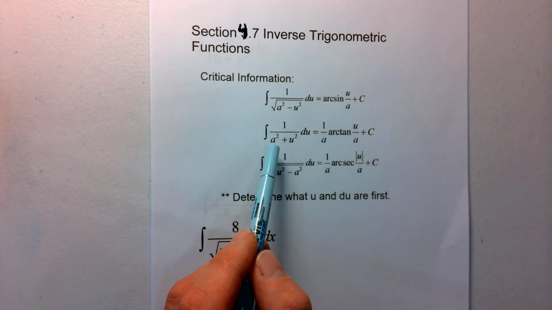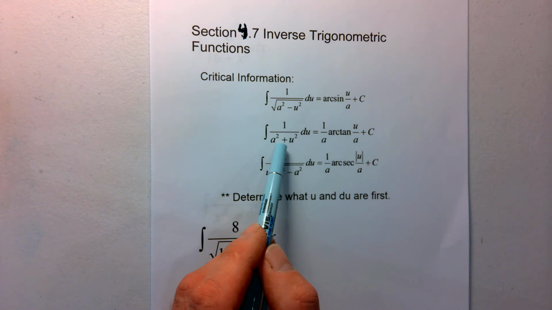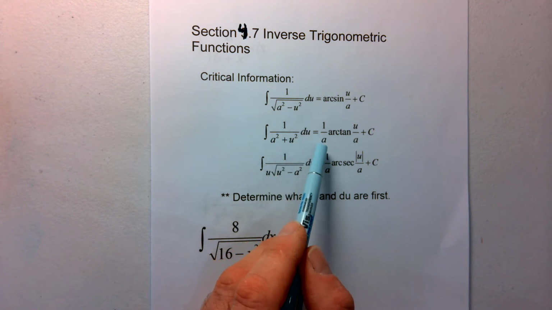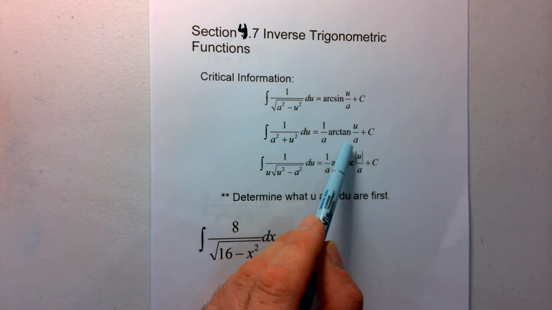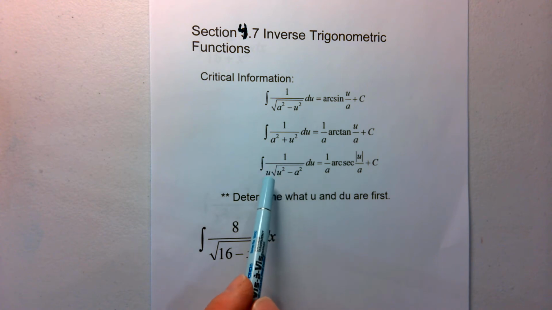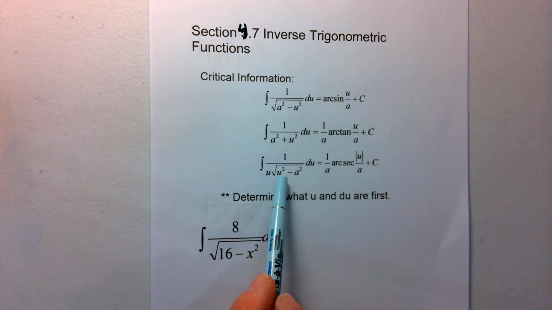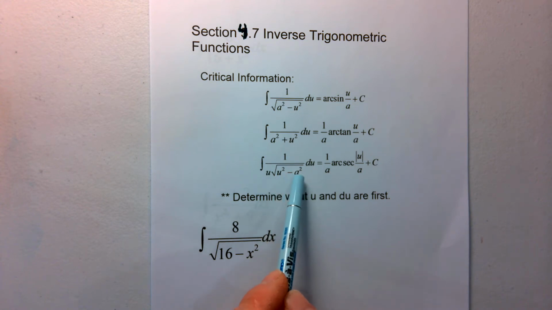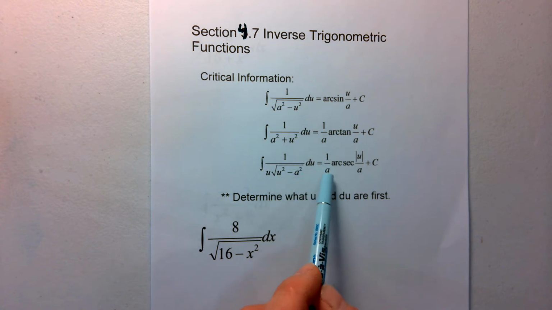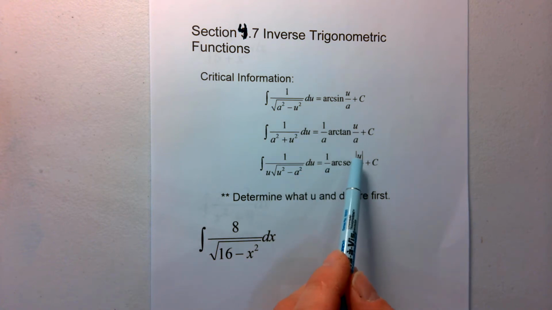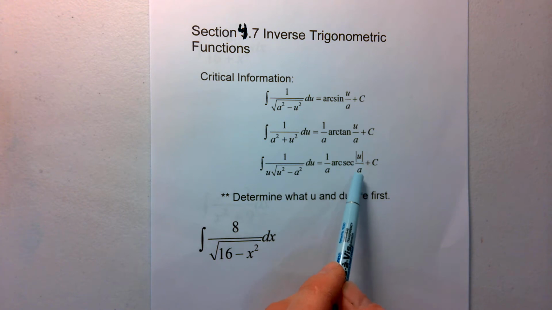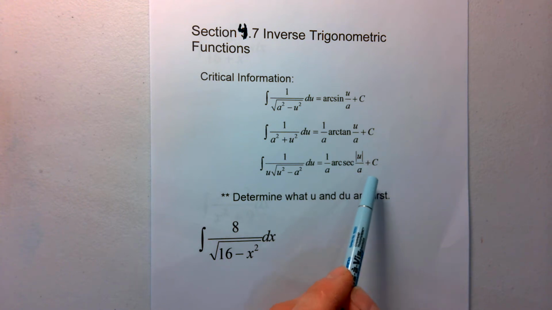If we have 1 over a squared plus u squared, the integration of that, then we have 1 over a arctangent of u over a plus c. Integration of 1 over u square root of u squared minus a squared. Again, u is our variable there. a is going to be our constant. Then we have 1 over that constant arcsecant of the absolute value of u over a plus our c.